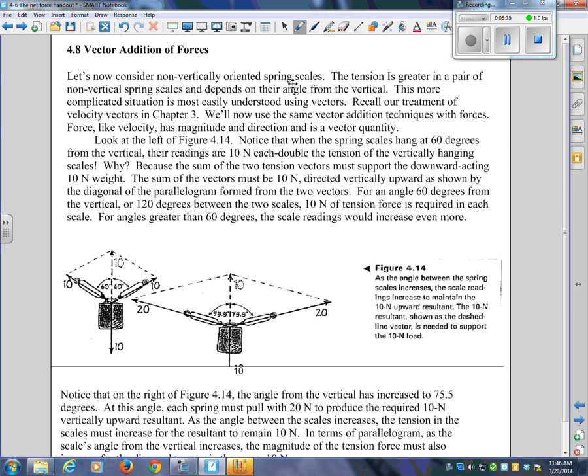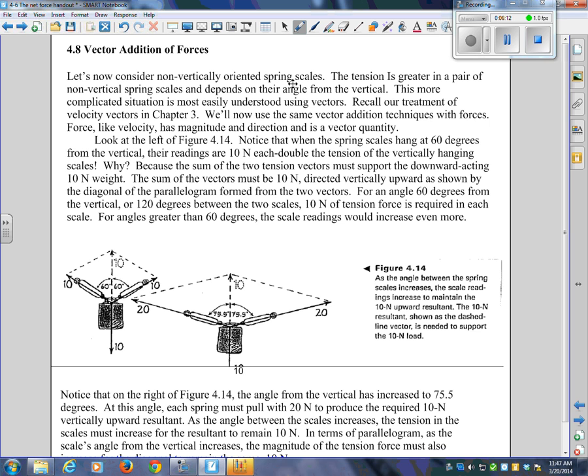Look at the left of figure 4.14. Notice that when the spring scales hang at 60 degrees from the vertical, their readings are 10 newtons each, double the tension of the vertical hanging scales. Why? Because the sum of the two tension vectors must support the downward acting 10 newton weight. The sum of the vectors must be 10 newtons directed vertically upward as shown by the diagonal of the parallelogram formed from the two vectors. For an angle of 60 degrees from the vertical or 120 degrees between the scales, 10 newtons of tension force is required in each scale. For angles greater than 60 degrees, the scale reading would be increased even more.